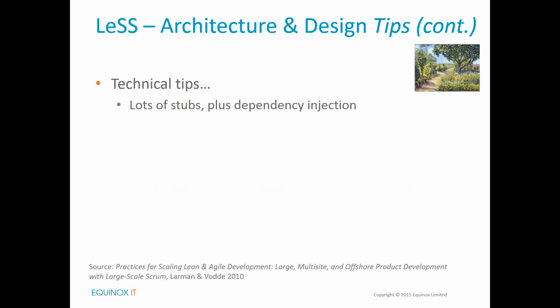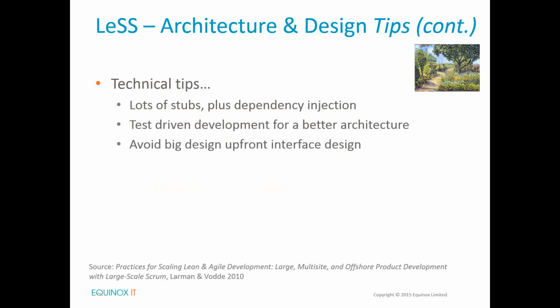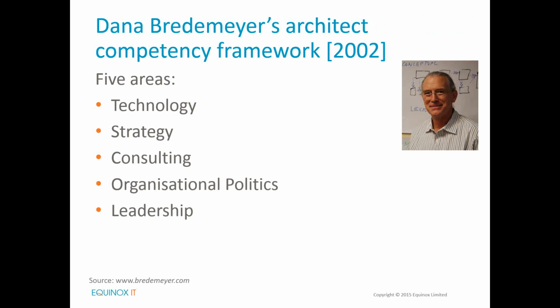Okay, and the last one they have is some technical tips about using things like dependency injection, maybe test-driven development, and avoiding detailed upfront interface design, which is an interesting one. Their approach really is to start with what they call weakly typed interfaces. And then as you develop the system and it evolves, you get a much better understanding of the real needs of the interfaces and then strengthen them subsequently.